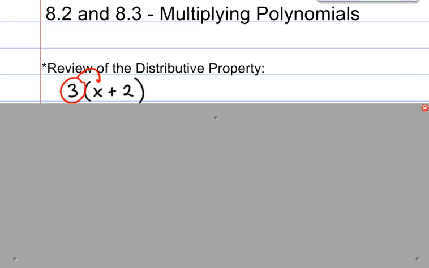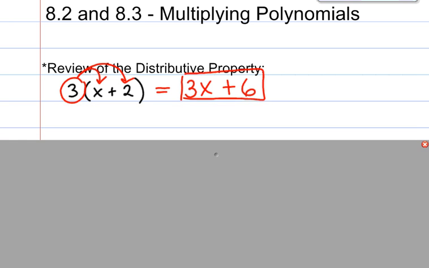That 3 gets distributed to both things inside the parentheses. And remember, distribution is multiplication. So 3 times x is 3x, and then 3 times 2 is 6, and then that's simplified. So that's my answer. Again, we're just simplifying expressions, which means we're getting rid of parentheses and combining like terms.